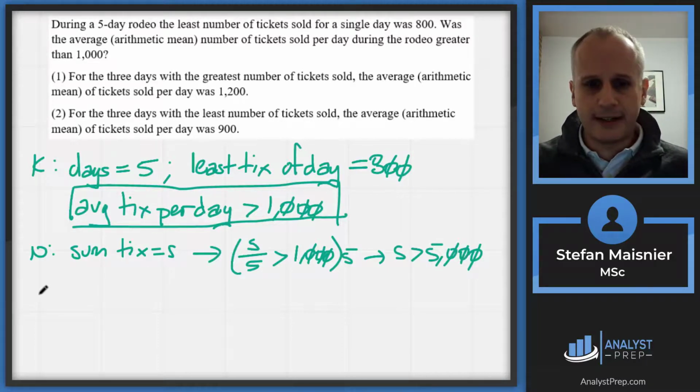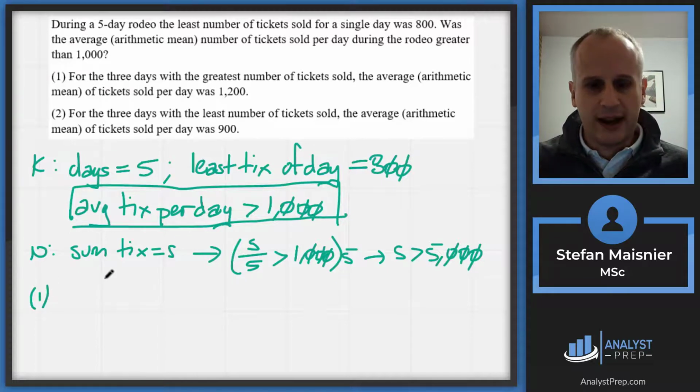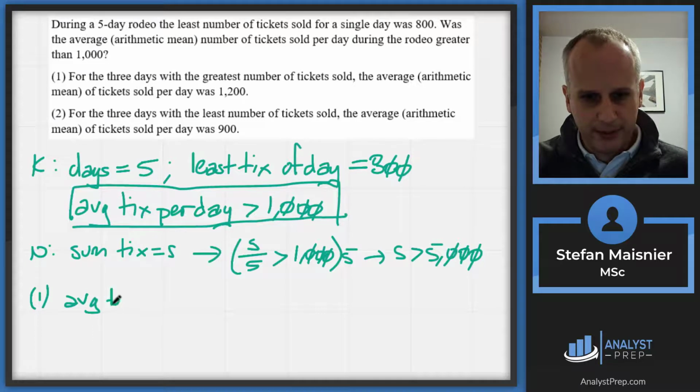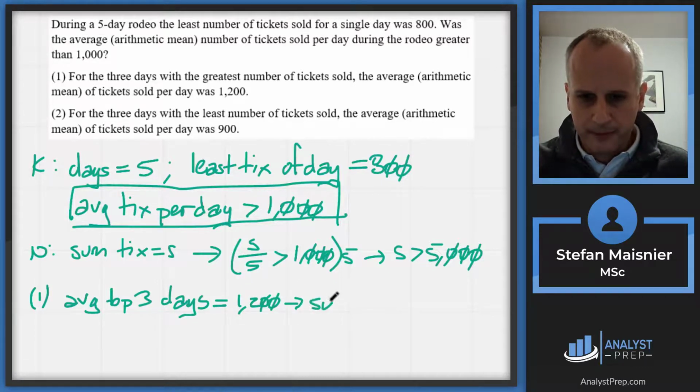Then, condition 1 says that for the 3 days with the greatest number of tickets sold, the average of the tickets sold per day was 1,200. So the average of the top 3 days is equal to 1,200. That means that the sum for those 3 days is equal to 3,600.